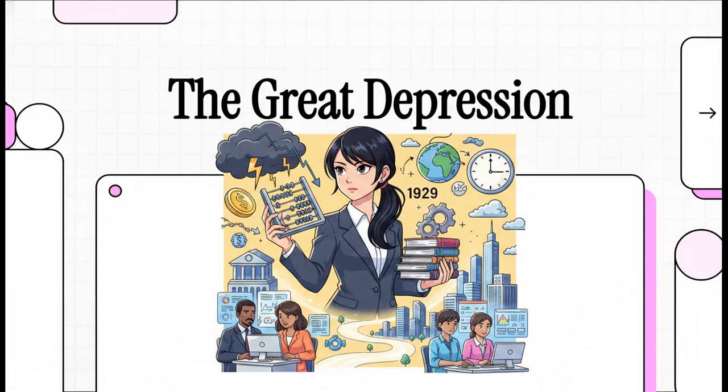Welcome to this explainer. Today, we're cutting straight through the basic history to decode the actual mechanics of the 1930s Great Depression. We're going to unpack the massive global scale, the systemic failures, and extract the real macroeconomic lessons that still dictate our financial systems today. Let's get right into it.